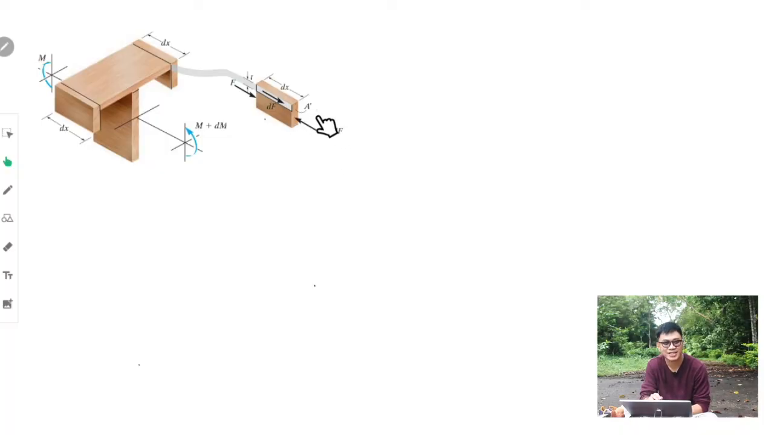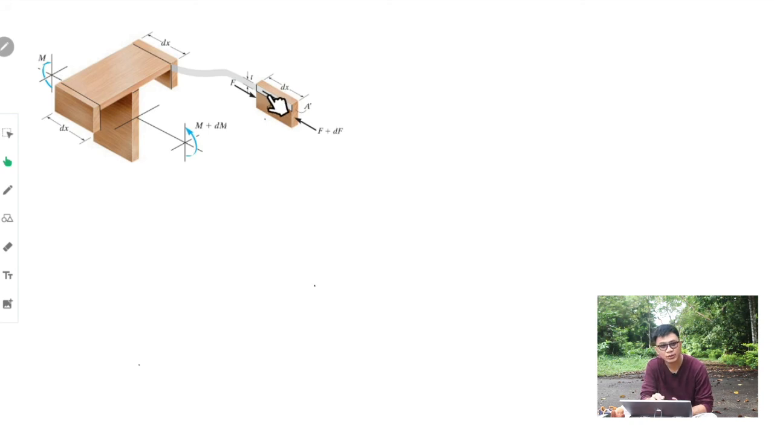Therefore, there is also a force of F plus dF acting on the right side of this wooden plank. And again, when you sum the forces, it will not be equal to 0, but it should be equal to 0. So therefore, there is a shear force, a shear flow of dF in this portion, in which if we sum this one and this one, it will all be equal to 0.